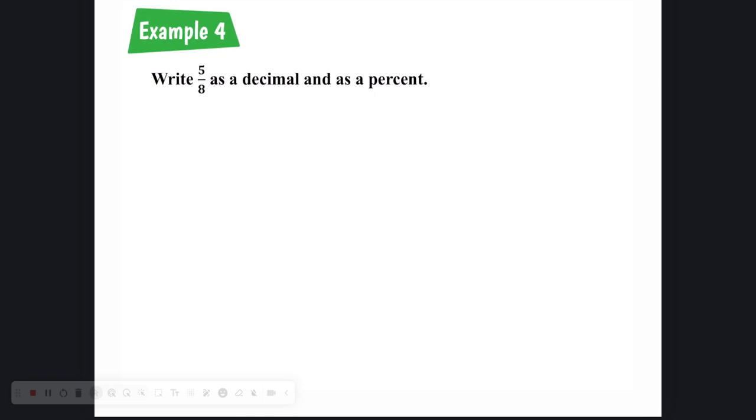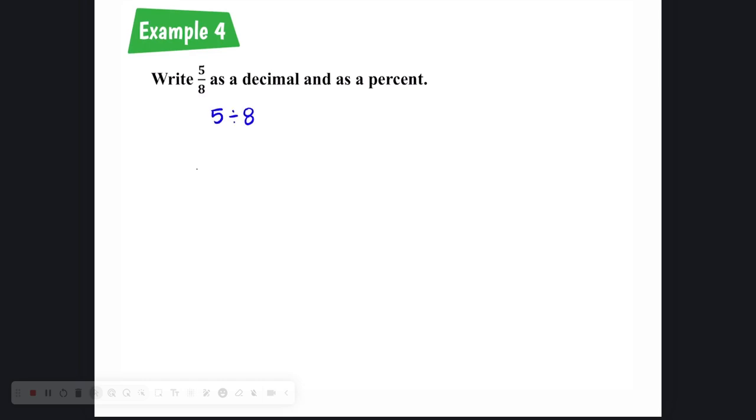In the previous examples, the denominators were a factor or multiple of 100. However, I noticed that the denominator in this problem is 8, which is not a factor of 100. In this case, we can use long division to find the decimal equivalent. We can think of the fraction 5/8 as the division problem 5 divided by 8.